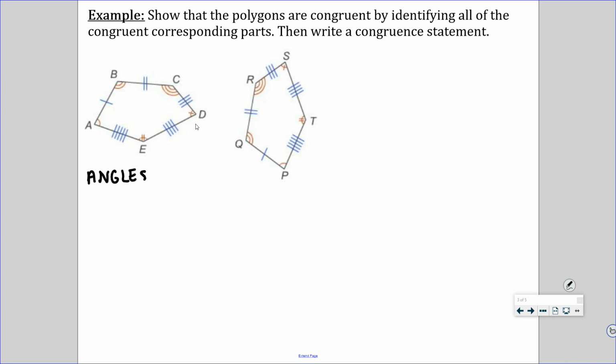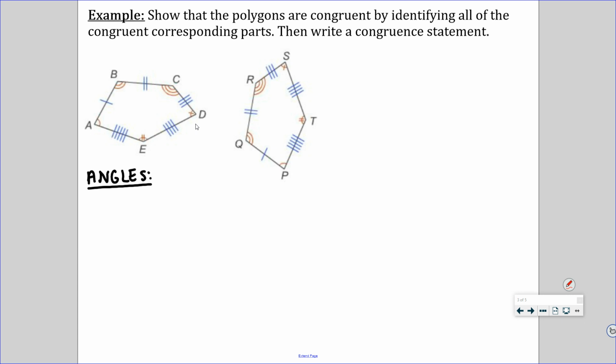All right, I'm going to call on random people. Look at all the markings there. How many total angles do we have in this polygon? 5. So lots of corresponding angles here. Malin, give me one pair of corresponding congruent angles.